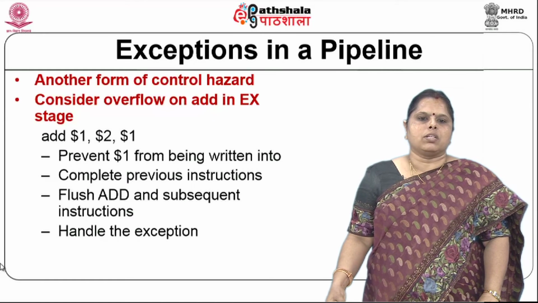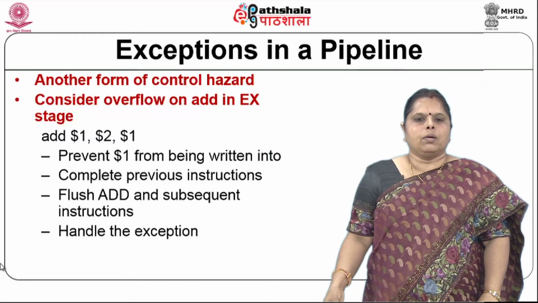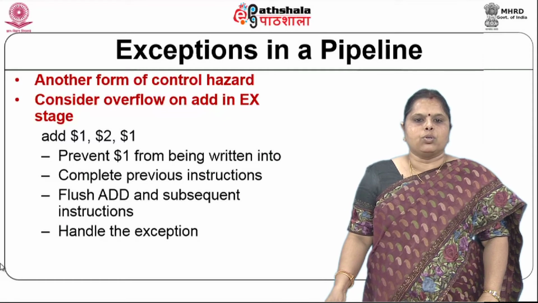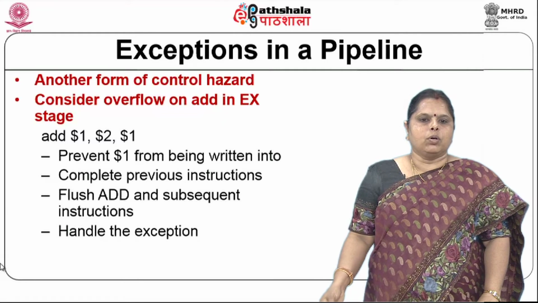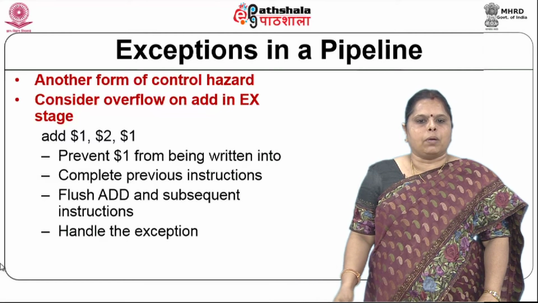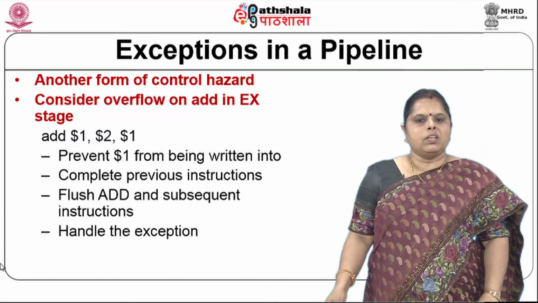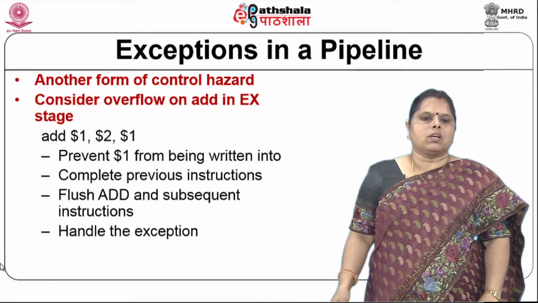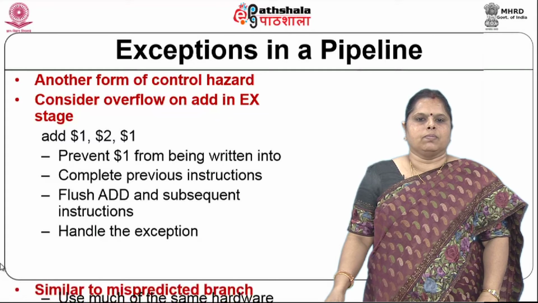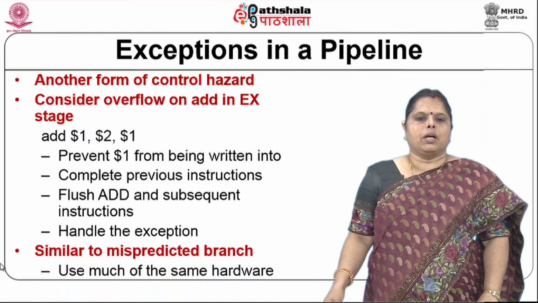Suppose you have an instruction like add register 1, register 2, register 1, and let us say that an arithmetic overflow occurs when this instruction gets executed. You will have to make sure that register 1 does not get altered because an exception has been raised. But at the same time, because it is a pipelined implementation, the previous instructions that were let into the pipeline before the add instruction should complete without any problem. You should flush the add instruction, and the subsequent instructions following it will also have to be flushed, and then you will handle the exception. So, it is similar to a mispredicted branch, and we basically use the same type of hardware to handle exceptions.